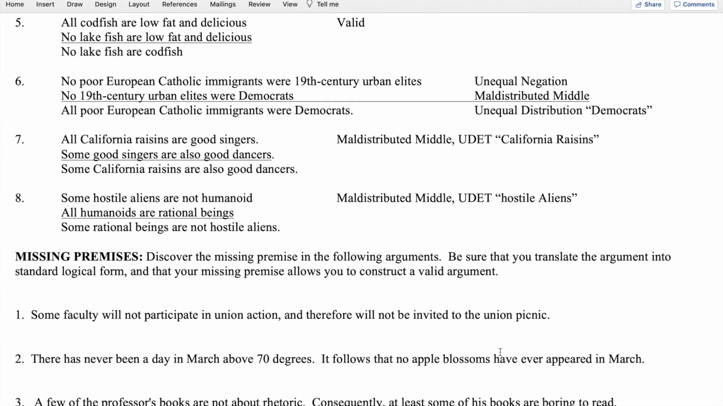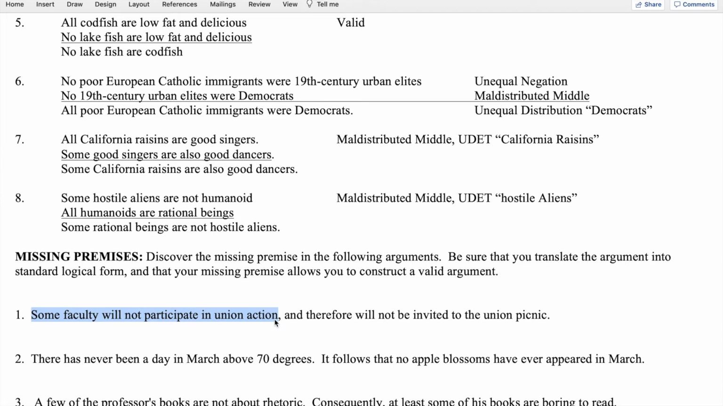So number 1: Some faculty will not participate in union action and therefore will not be invited to the union picnic. So here we have an argument in natural language, but we want to pay attention first to the 2 statements and figure out which statement is the evidence statement and which is the claim. The clue here is the word therefore, the argument indicator, which tells us the second statement is the claim or what will become the conclusion in the syllogism, which means that the first statement is the evidence statement, or in other words, the premise in the syllogism.